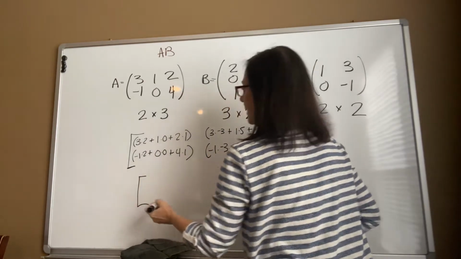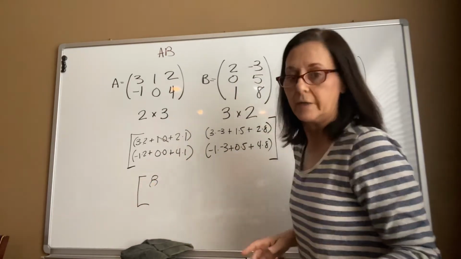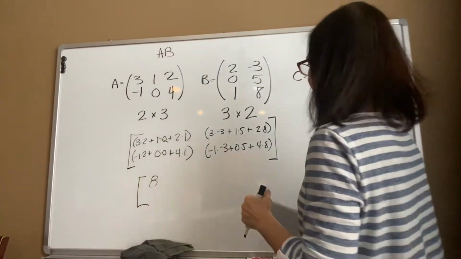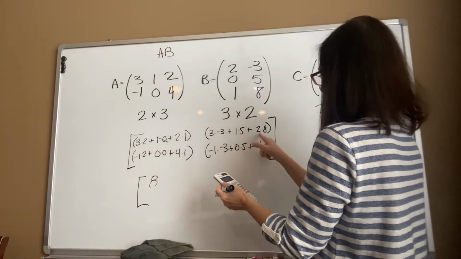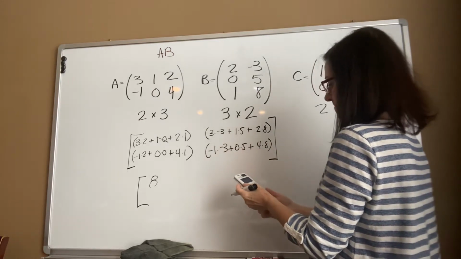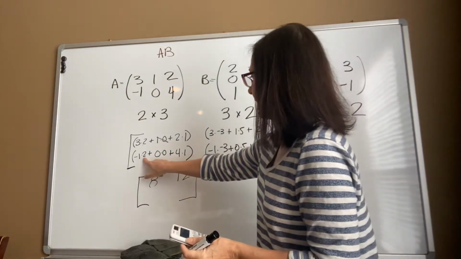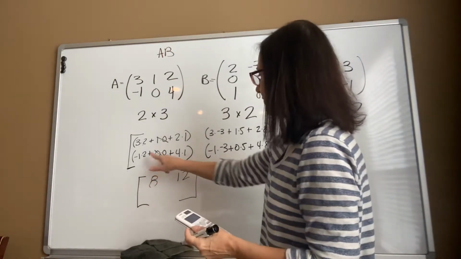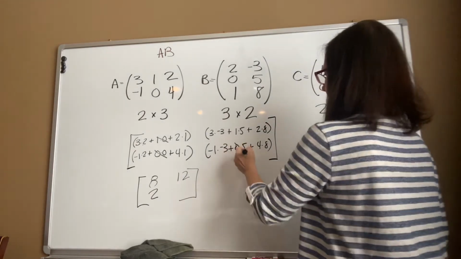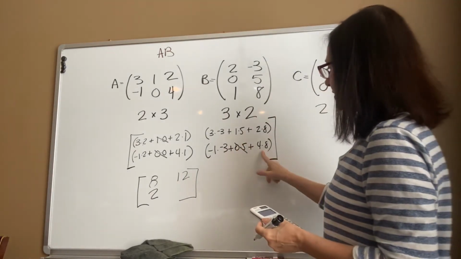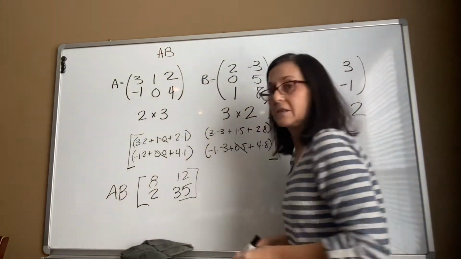All right, so that's going to be 0. That's 6 plus 2 is 8. I'm just going to get my calculator just in case I need it. Then we have -9. I'm going to use it now. -9 plus 5 plus 16. And this position will be 12. That's -2. That's 0. -2 plus 4 is 2. And that's 3. That's going to be 0. 3 plus 32 is 35. So that's what A times B looks like.